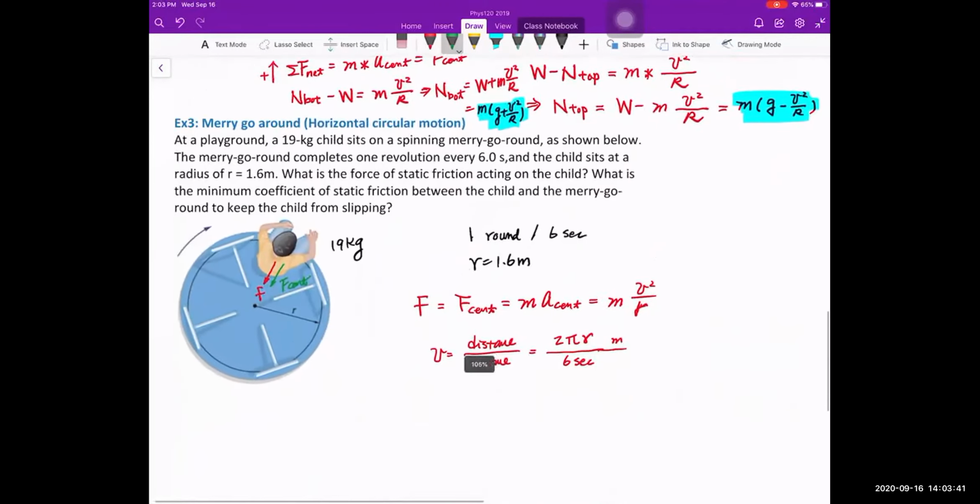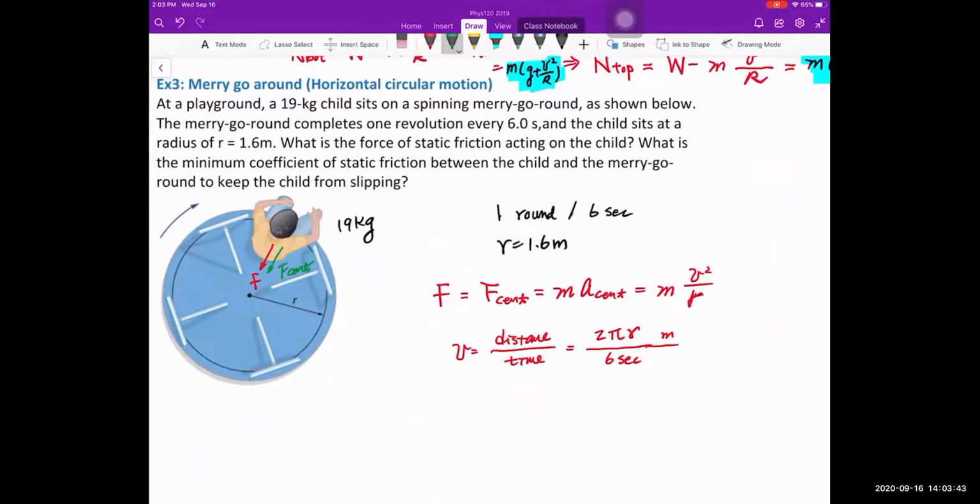The last one here is very similar to the example I just talked about, with a string, a rope, holding a ball. Now, you're sitting on a merry-go-round. The merry-go-round is a horizontal plane, and this kid sits on it. If this merry-go-round starts to turn, what happens to the kid? What happens if the speed is very fast? You're going to fly away. All right, this kid is going to fly away.